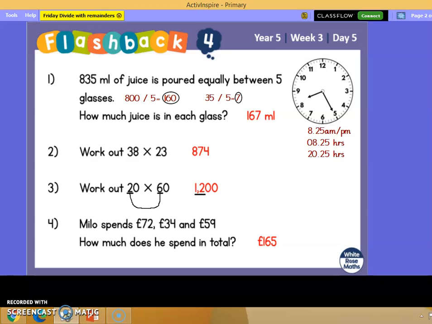Here are the answers to those questions. 835 millilitres poured equally means it's shared between 5 glasses. So we can see 800 divided by 5 gives us 160, and the 35 that's left divided by 5 leaves us with 7, so 167. Here, 20 times 60, well, we can smile because we can do 2 times 6, which is 12, make it 10 times bigger and 10 times bigger again. Use this to mark your answers.